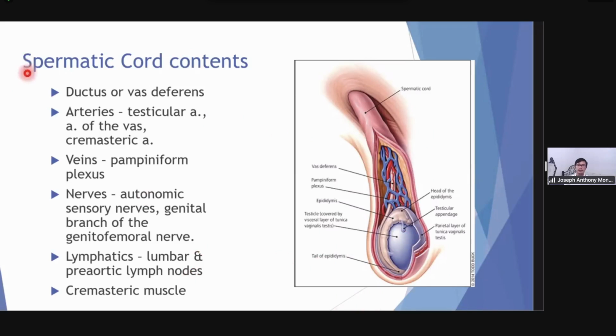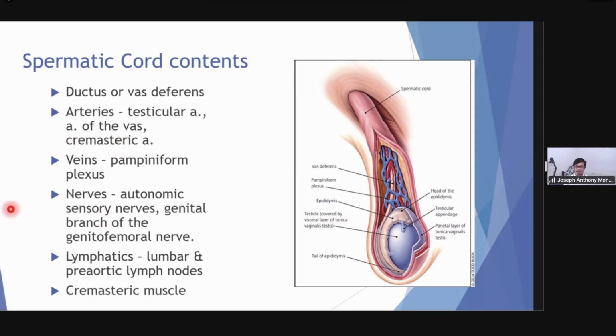So what would be the contents of the spermatic cord? I think this was discussed during the Gross A, the contents in the abdominal cavity as well as in the inguinal canal. So it's important to take note that aside from your ductus or vas deferens, within the spermatic cord there will also be arteries, veins, nerves, lymphatics, as well as a certain muscle called the cremasteric muscle. So take note of this slide. I'll be sending this one also to Dr. Ponce, even just through Telegram.